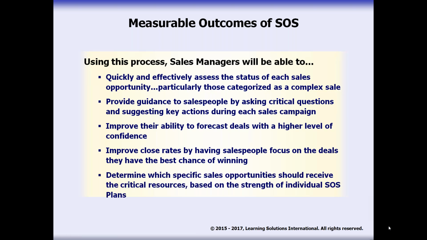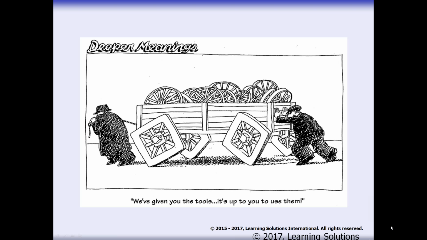And then they're going to be able to determine which sales opportunities should receive those critical resources that they have available to them based on the strength of individual SOS plans. So lots of measurable outcomes of the SOS process. This is the value that it delivers to the sales organization. So I'm basically going to end with this chart. I'll see if we have any questions out there.